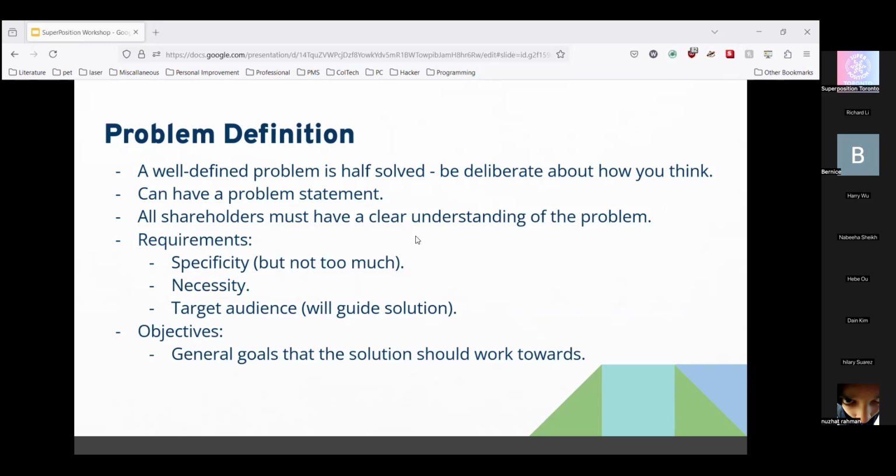You should also have a target audience in mind, who you're designing for. This will guide the constraints in the later sections, as well as guiding your objectives, which are general goals that you're aiming towards. They don't have any hard limitations. For example, if you're designing an electronic device, you might want it to be very low power, but that's not like a hard limit, right? That's your goal that you're aiming towards, to have it be as low power as possible.